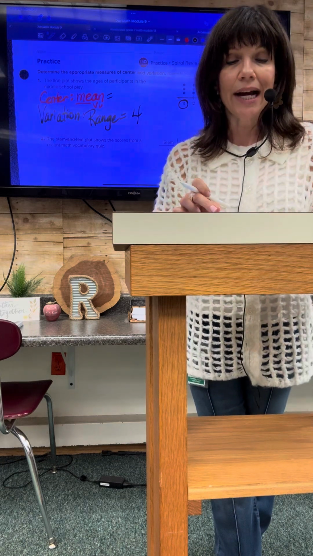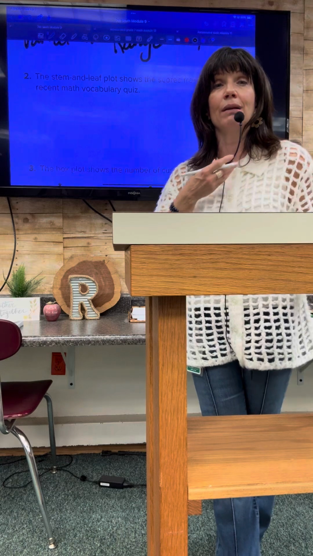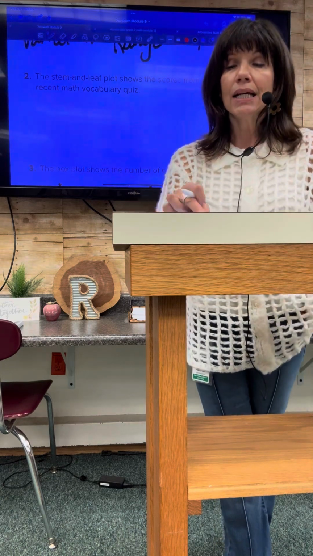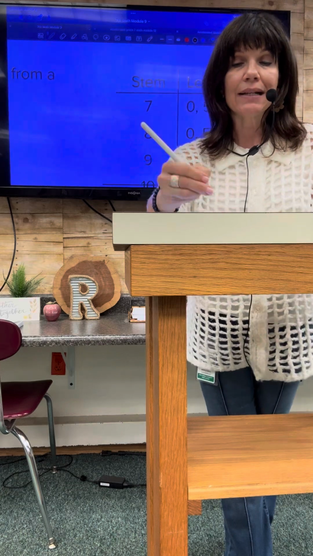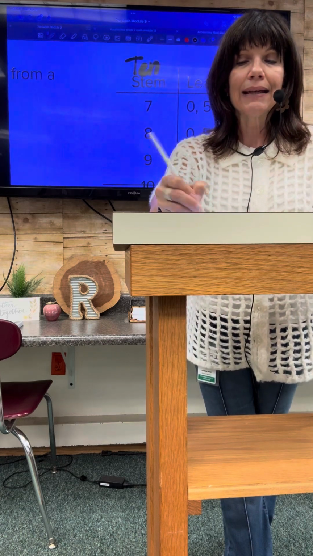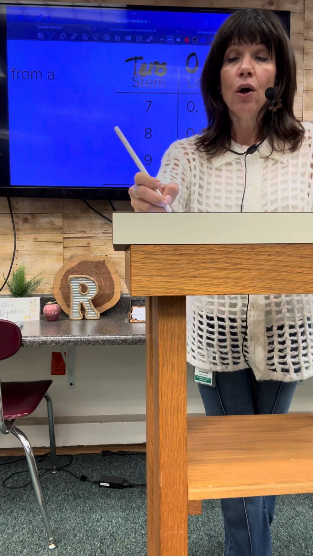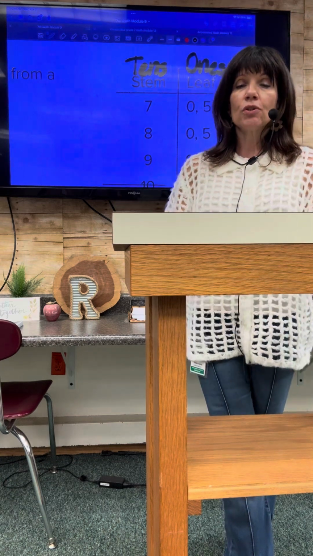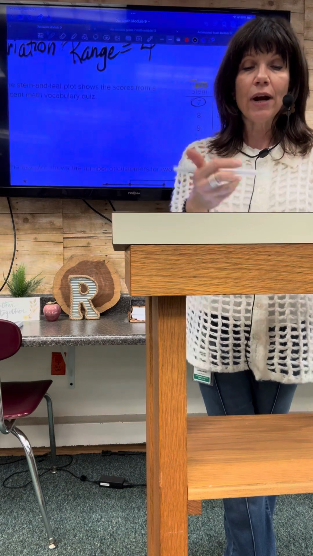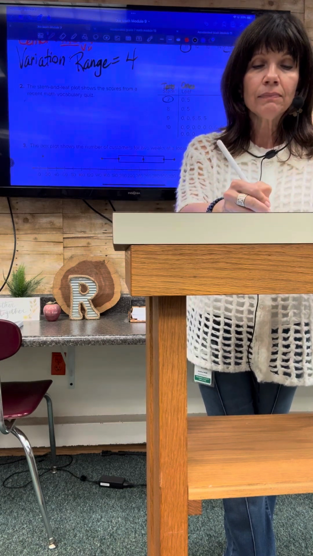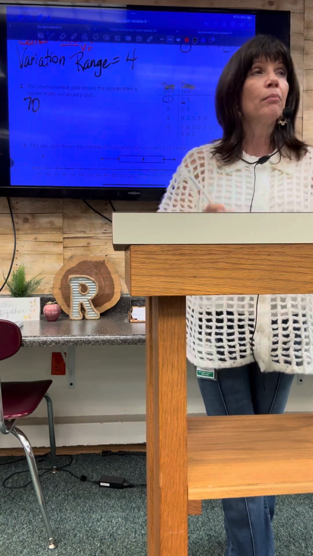All right, let's go on to item number 2. The stem and leaf plot shows the scores from a recent math vocabulary quiz. Guys, above the word stem, I want you to write tens place. Write the word tens. Above the word leaf, I want you to write ones. So if I grab the stem 7 and write it down over here, and I set it next to its first leaf 0, what number do I create?